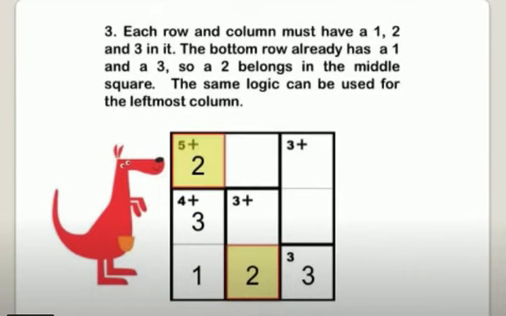Step number 3. Each row and column must have a 1, 2, and a 3 in it. The bottom row already has a 1 and a 3, so a 2 belongs in the middle square. The same logic can be used for the leftmost column.